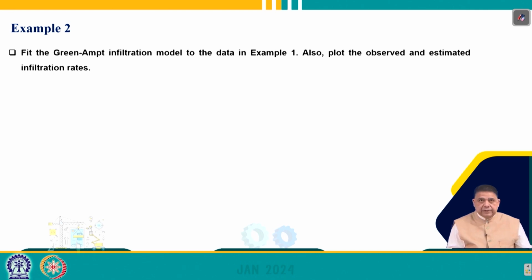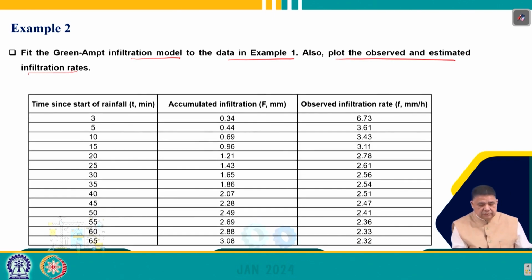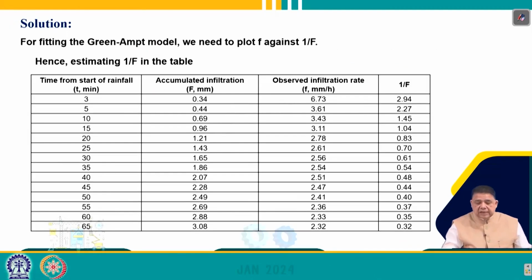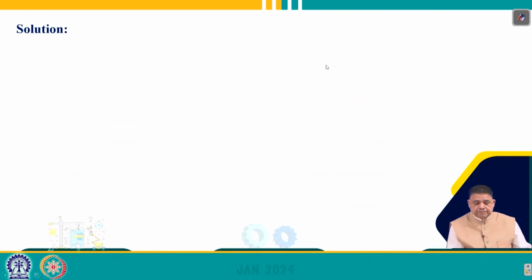Fit the Green-Ampt infiltration model to the data in example 1. Also plot the observed and estimated infiltration rates. So, this is the data we have seen already in example 1, where time, accumulated infiltration and observed infiltration rates were given. In this case, we have to plot f against 1 by F. So, that means capital F value is already given to us. What we need is calculating the value of 1 by F, and that is what we are showing in this column. And then these two columns will be plotted against each other.